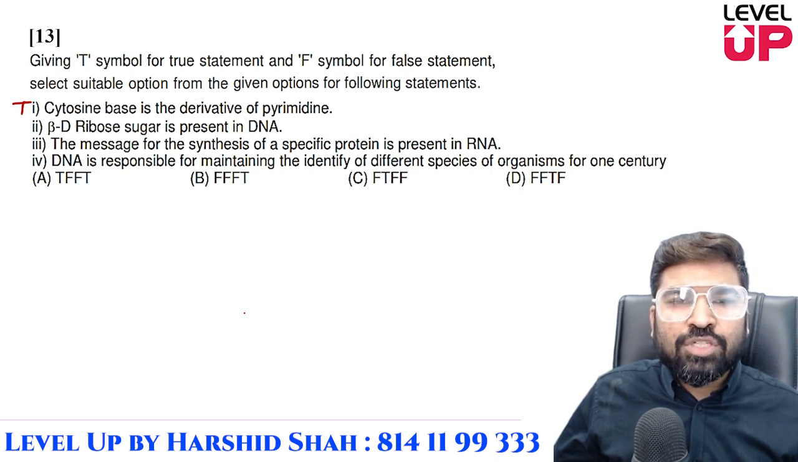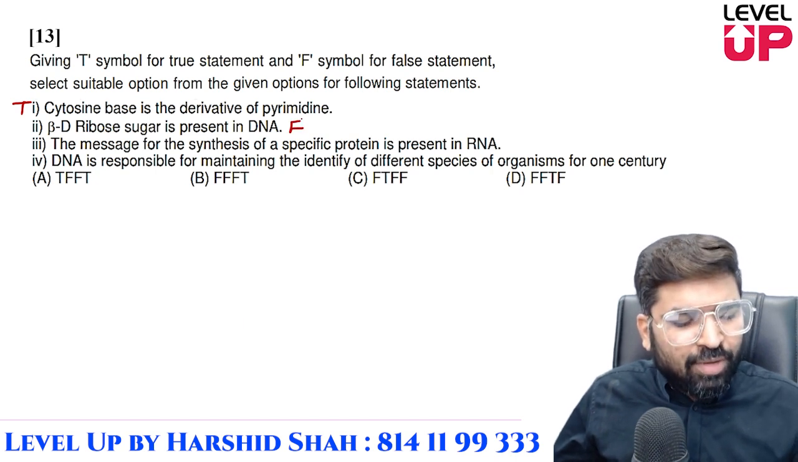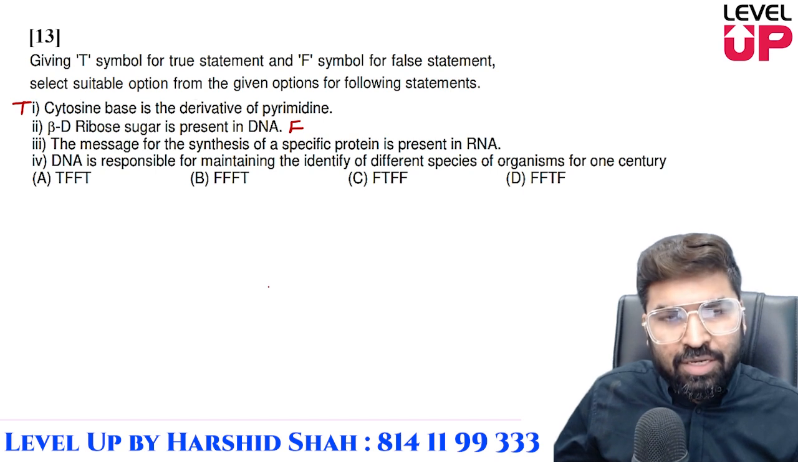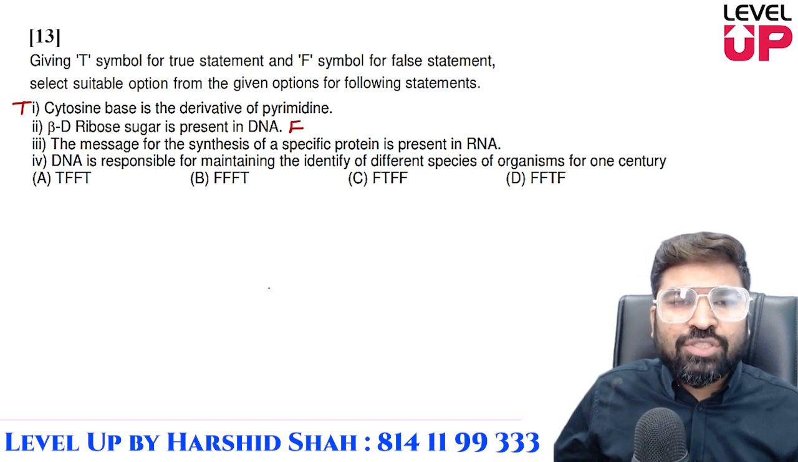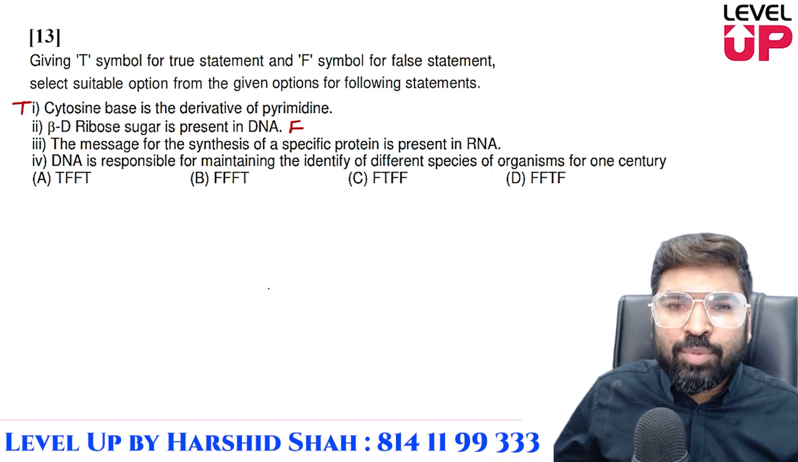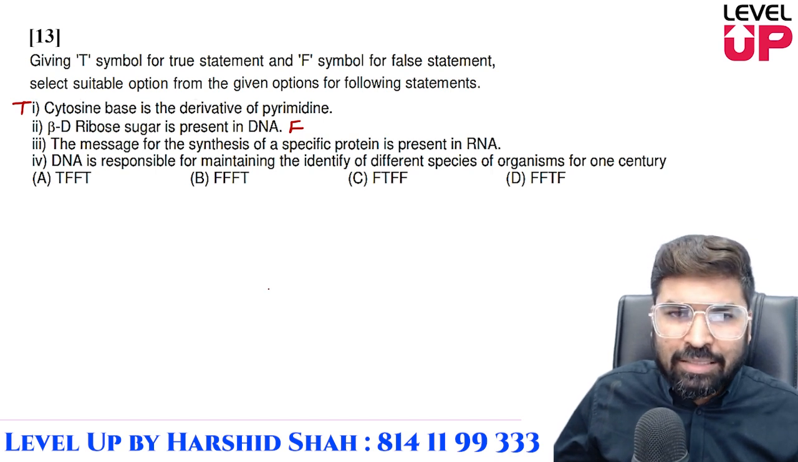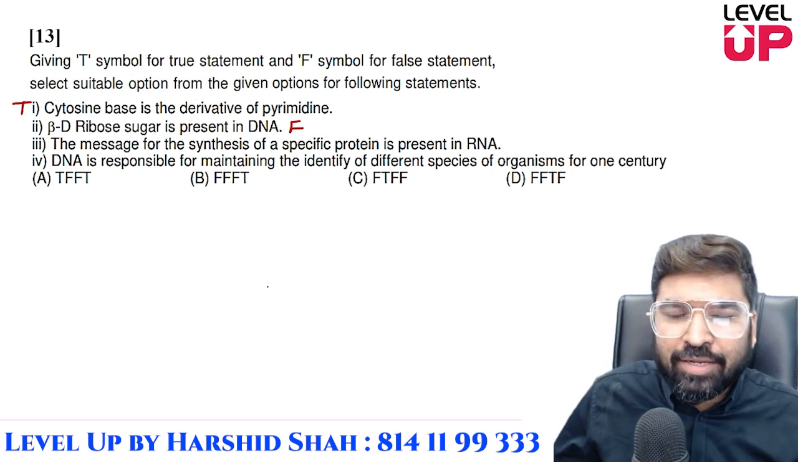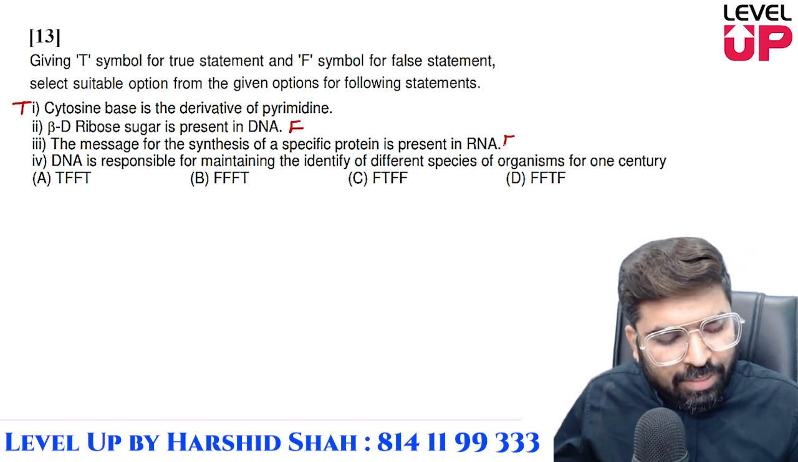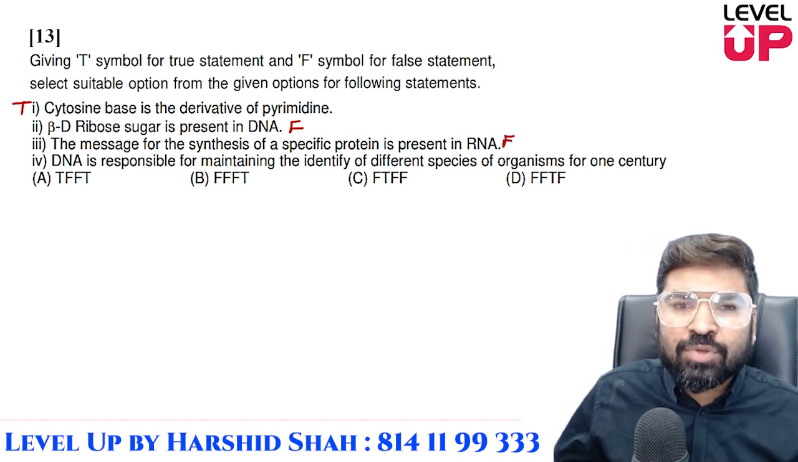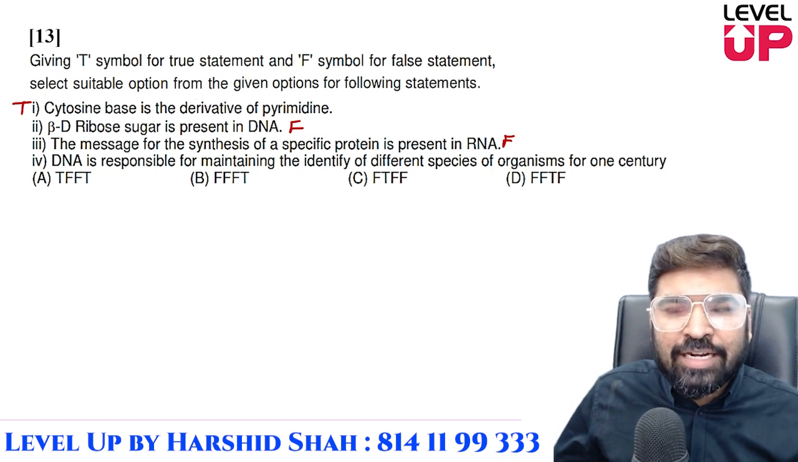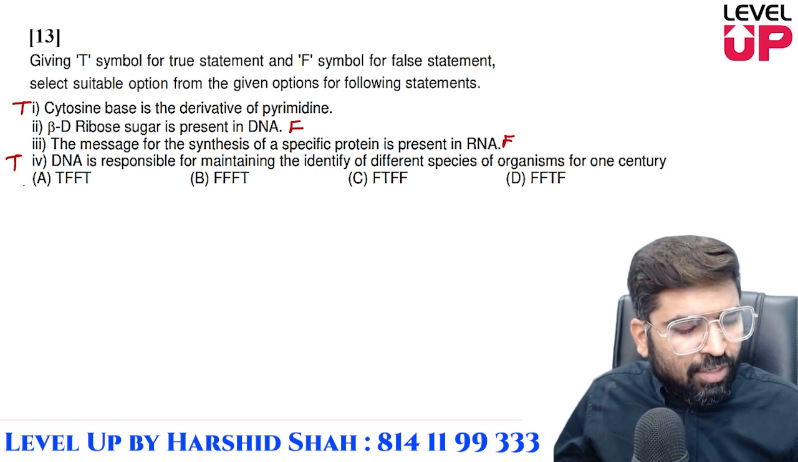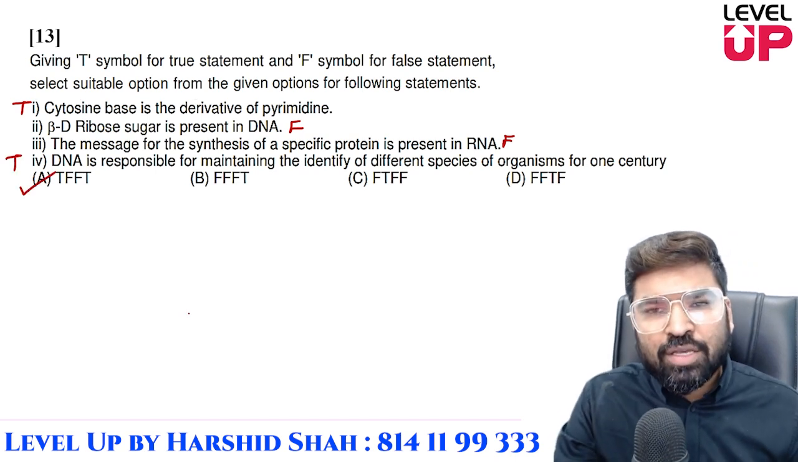Beta-D-ribose is present in DNA, wrong, this is false. Deoxyribose, yes. Ribose, no. The message for the synthesis of specific protein is present in RNA, right? Now the synthesis of specific protein has to be mRNA, right? Okay, so that is not perfectly true, right? DNA is responsible for maintaining the identity of different species of organism for 1 century. Yes, that is true, right? So TFFT would be the right one.